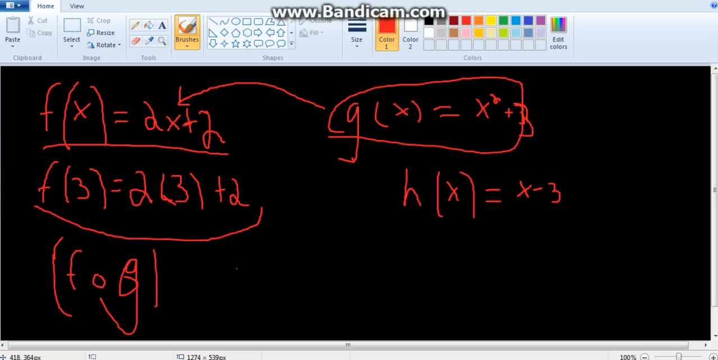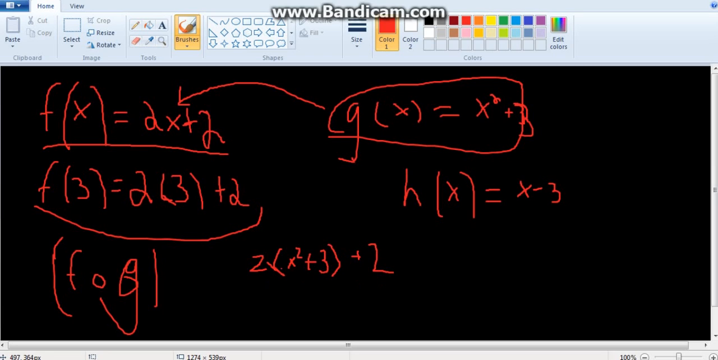So let's do it. So 2 times x squared plus 3, plus 2. That looks much better.